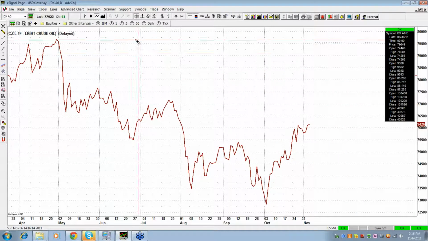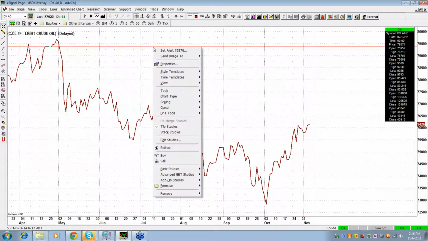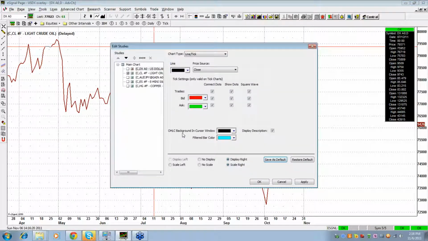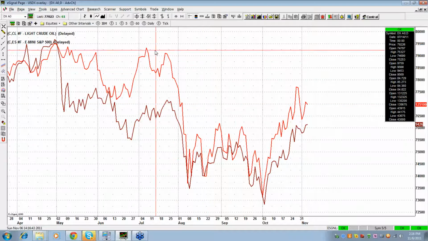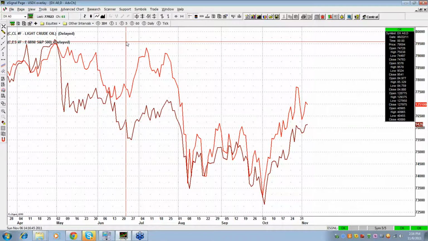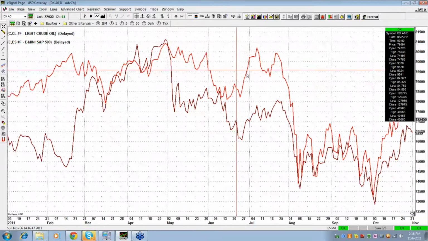Now, this is oil right here. Let me add some risk assets. As a trader, you need to understand one thing, guys. There are risk assets and risk of assets. The risk assets, they're going to trade alike. Look, this is the oil trade with the S&P.